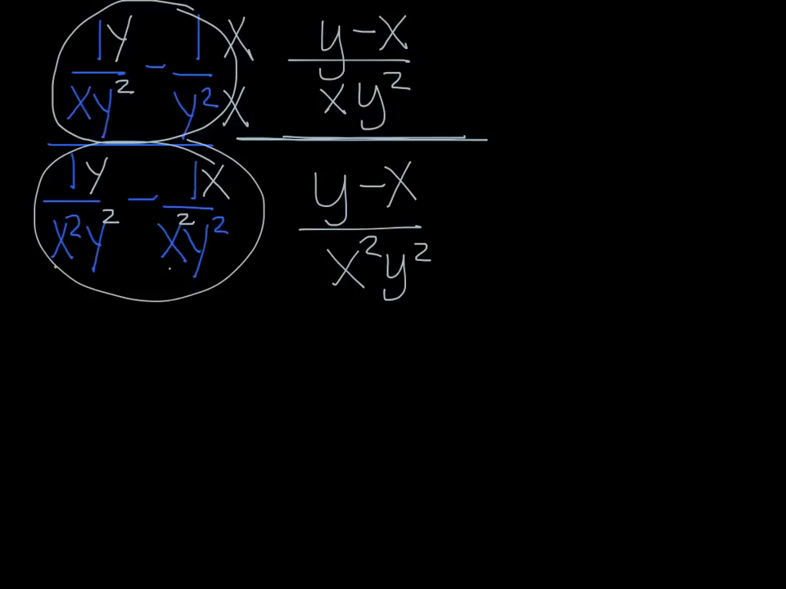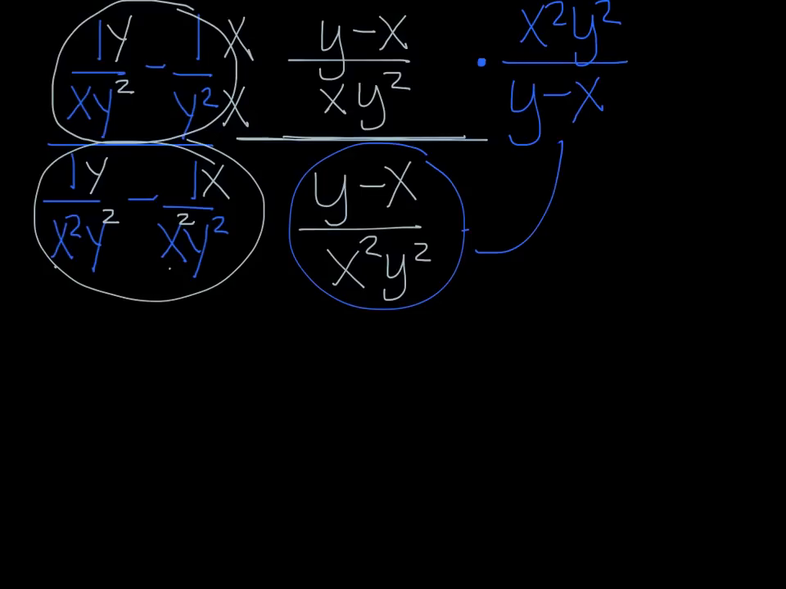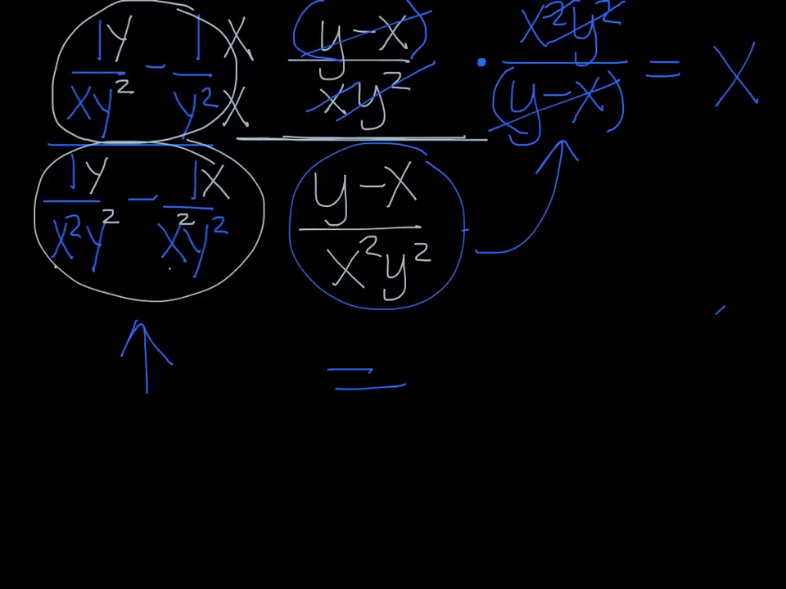So now I'm going to flip and multiply. That means I'm just going to take this and flip it over and put x squared y squared here over y minus x, because I just flipped it. And then since this is a group and this is a group, these can cross out. I can also cross out one of the x's, leaving me with one on top, and I can cross out all the y squareds. So the only thing I'm left with is the letter x. So all of that is equal to the letter x.